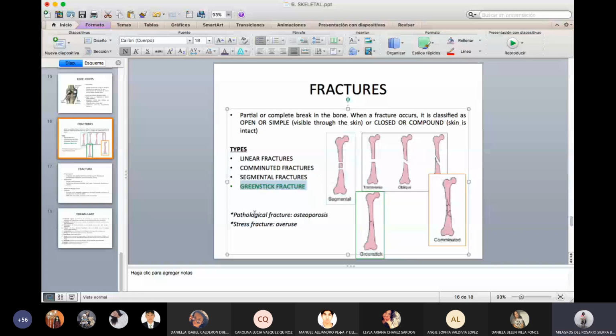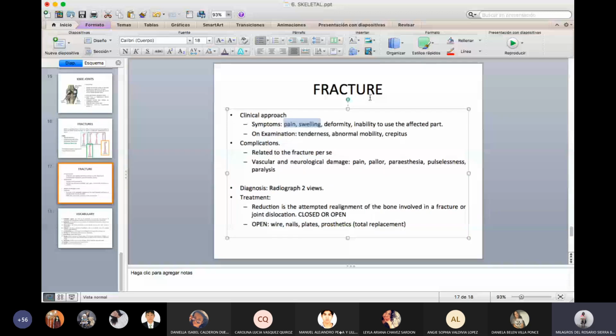Other types of fractures would be pathological fractures, which are typical of osteoporosis, and stress fractures, which are usually caused by overuse. For example, this would also be a sports injury. Here, the symptoms related to a fracture are pain, swelling, deformity, and inability to use the affected part. So if you have a femur fracture, do you think you could walk or not?